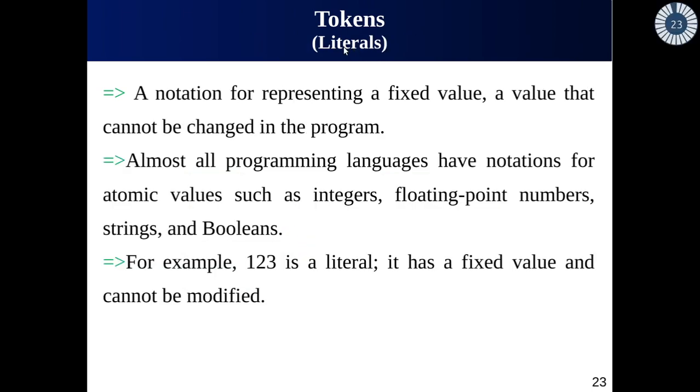Now, what are literals? We talked about it. It is a type of token. In computer science, a literal is a notation for representing a fixed or constant value, like 2, 4, 6, 10, or anything inside the double quotation marks. All these are examples of literals. Almost all programming languages have notations for atomic values such as integers, floating point numbers, strings, and booleans, etc. So 1, 2, 3 is an example of a literal, because it has a fixed value and it cannot be modified. 1, 2, 3 is 1, 2, 3 forever. In contrast to literals, we have variables, which are values that you can change during the execution of a program. So the opposite of a literal is a variable.